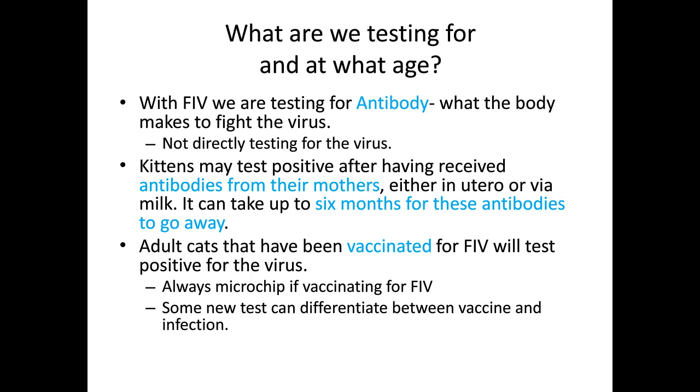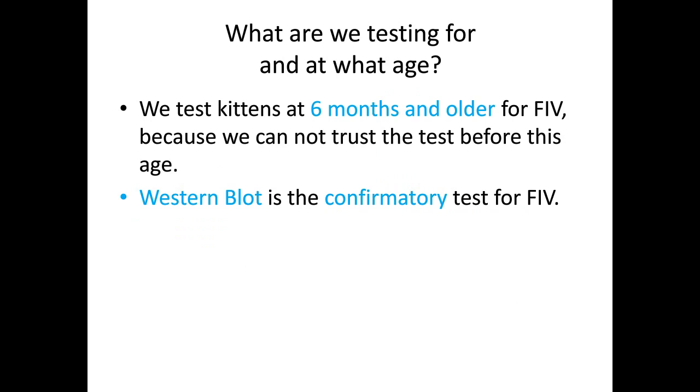Since we talked about that 6-month period for the antibodies to wean off from the mothers, that's how we decide when to test our kittens for FIV. We test all kittens for FeLV, and then once they're 6 months of age or older, we do the combo test for both FeLV and FIV. There's also the Western blot, and that is the confirmatory test for FIV. Again, not one that we use on a regular basis, but we provide that information for adopters.